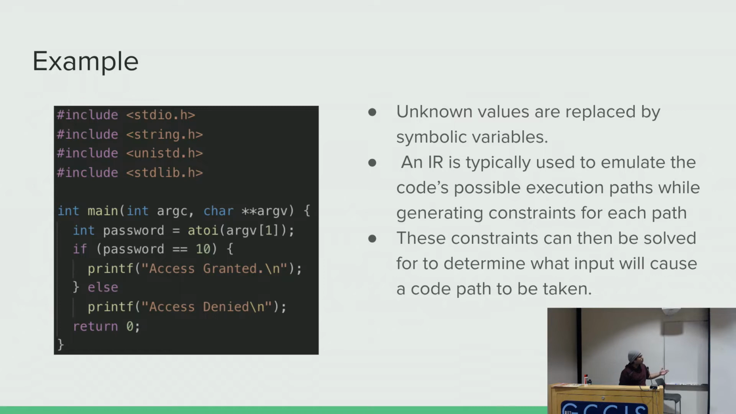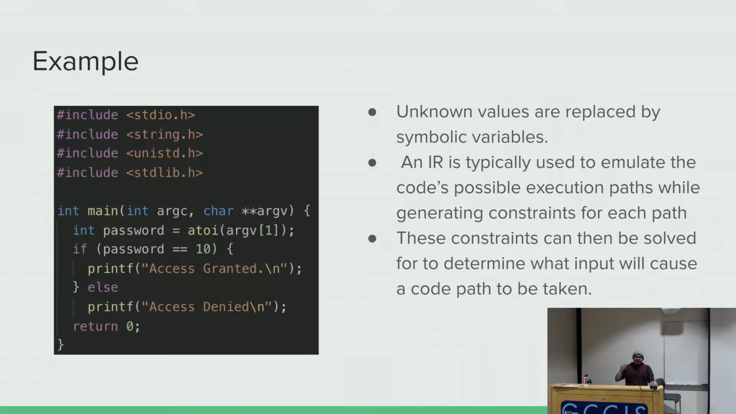If you have a simple program like this, when you're symbolically executing it, it's going to try to emulate this program, and every time there's any value that it doesn't know, that's undetermined at runtime, it's going to replace it with a symbolic variable. In this simple code snippet, that would be argv1, the argument for the program. You're not running the program with an argument, you're just dry running it, and that's going to end up being a symbolic variable.